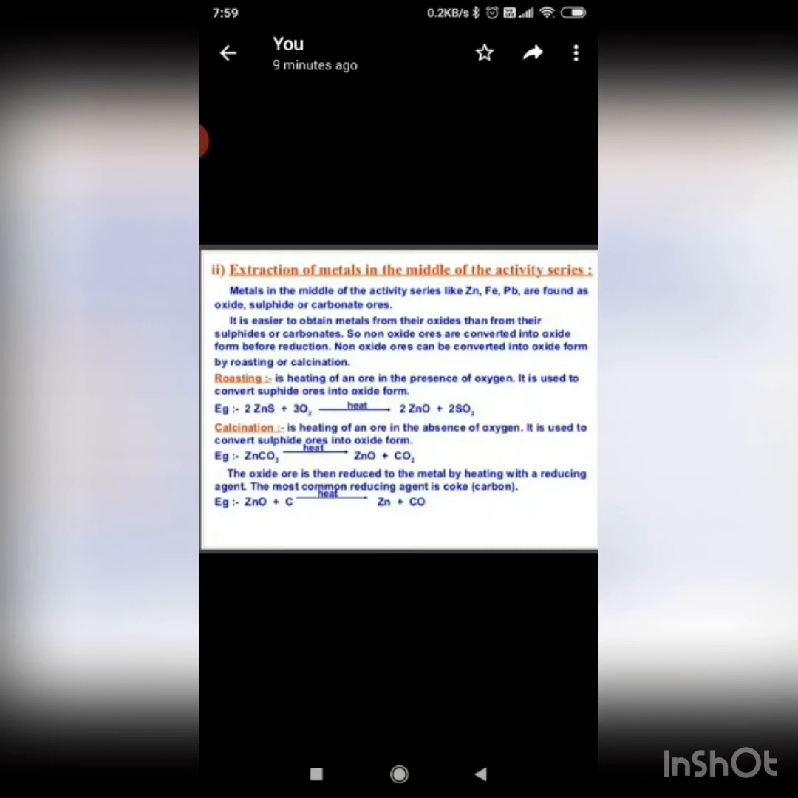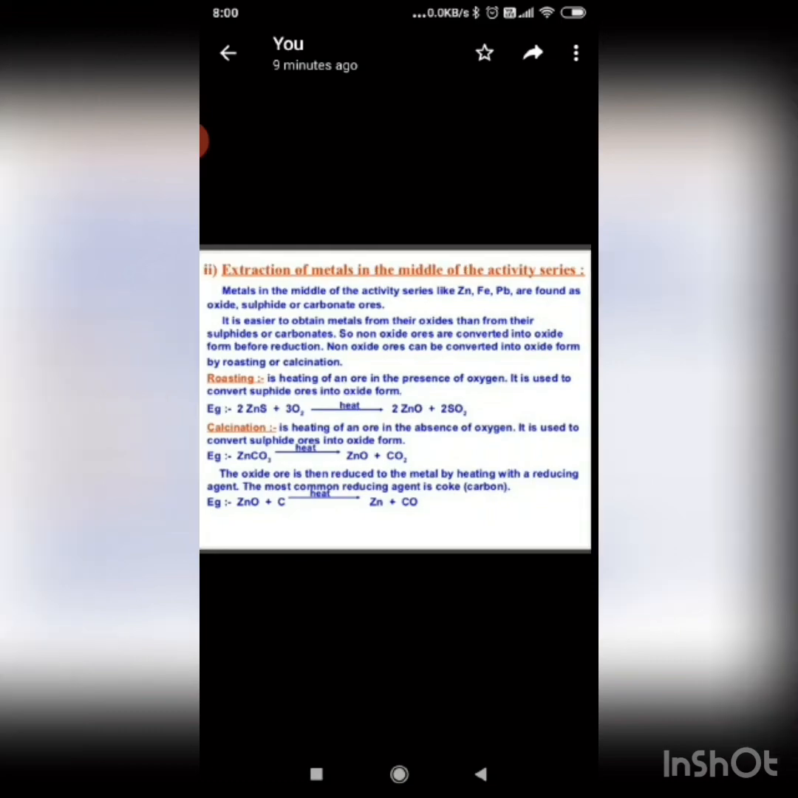See the reaction. Zinc blende, in the presence of oxygen, will form zinc oxide, and sulfur dioxide gas is released. And zinc carbonate, when heated, forms zinc oxide, and carbon dioxide gas is released. The zinc oxide so obtained is reduced to zinc metal by heating with carbon. Carbon is a reducing agent. So zinc oxide plus carbon will form zinc and carbon monoxide.